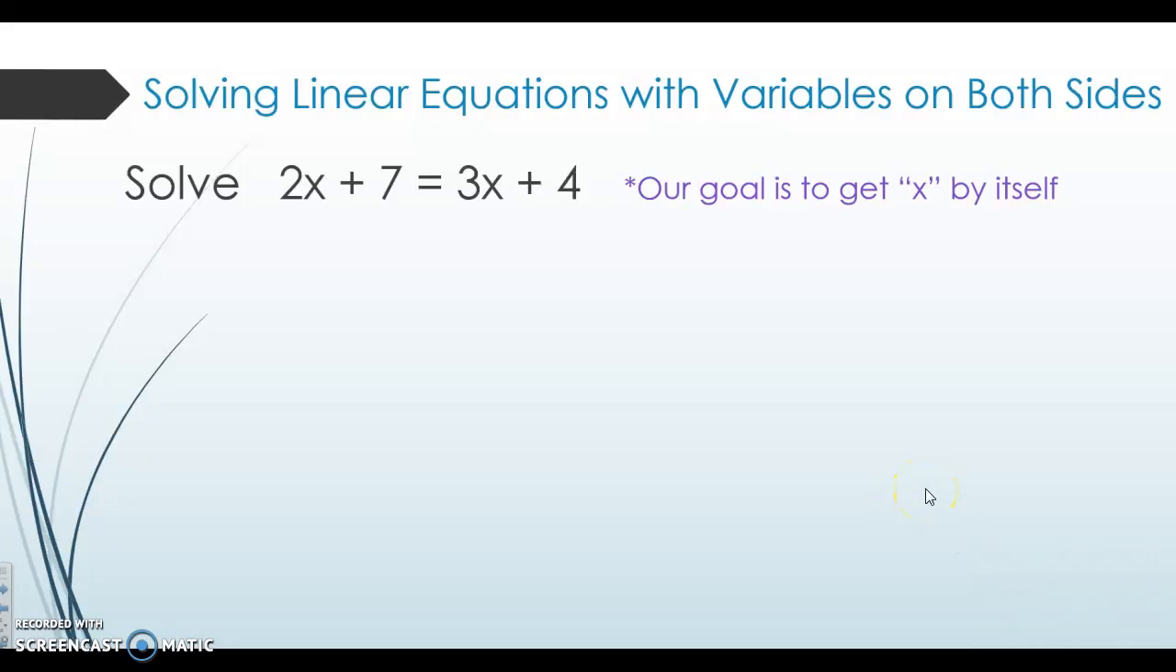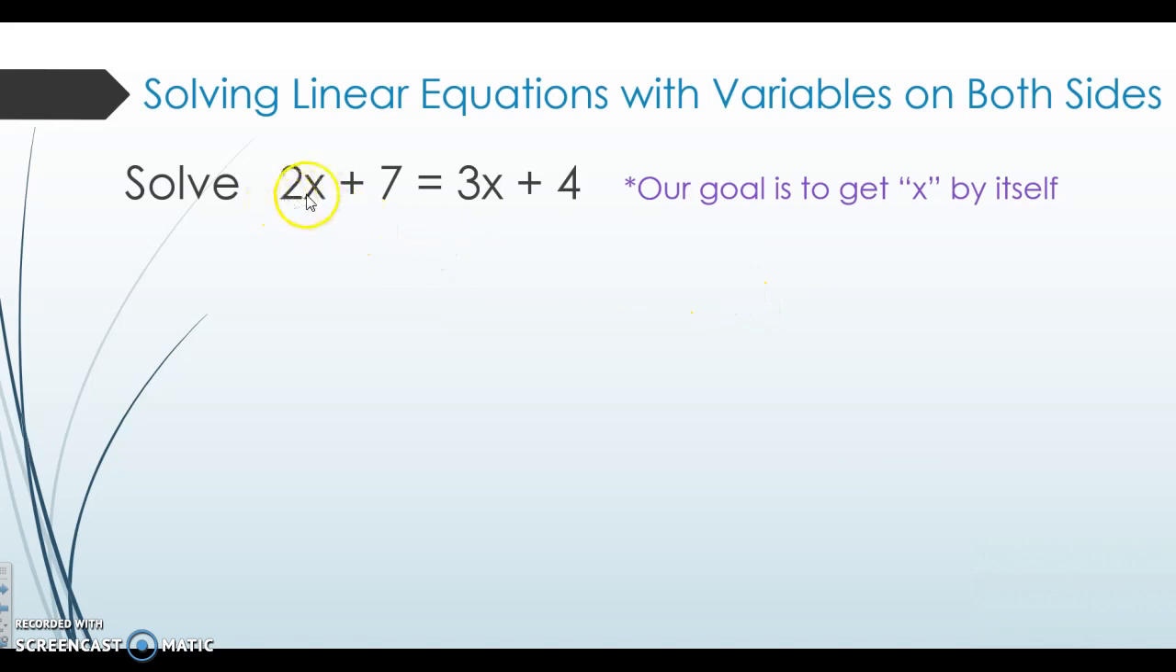Today we're going to be solving linear equations with variables on both sides. So here we take the problem 2x plus 7 equals 3x plus 4. Our goal is still the same. It's to get x by itself. Now the first step is to actually get the variable, or x, on the same side of the equation.